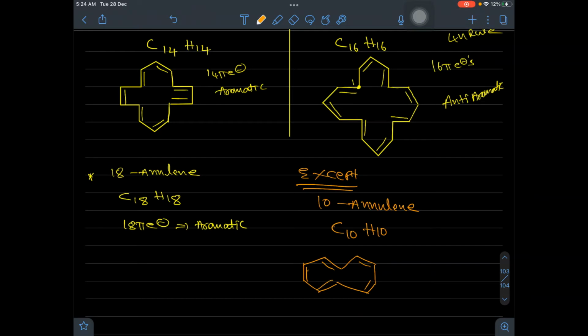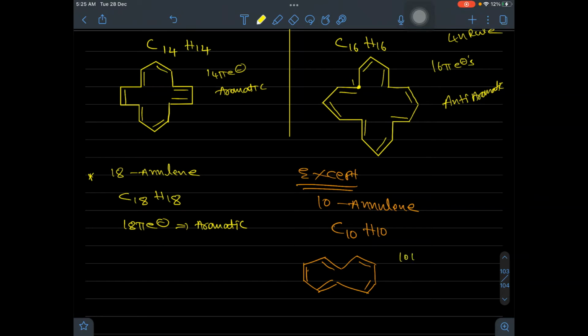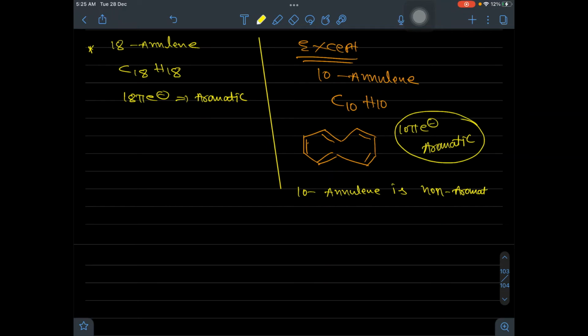Here we have the number of pi electrons: 5 pi bonds are there, so 10 pi electrons. 10 pi electrons means a compound supposed to be aromatic. In [10]annulene we have 10 pi electrons, so this compound is supposed to be aromatic, but [10]annulene is non-aromatic. The reason is the hydrogens present at this point.